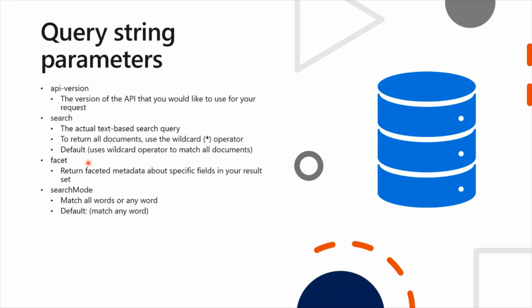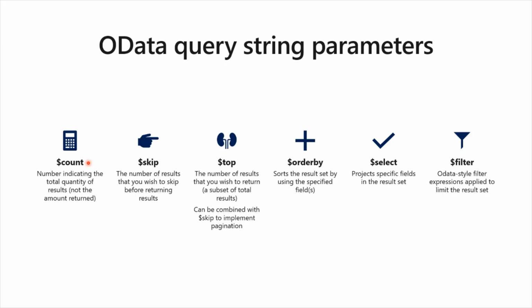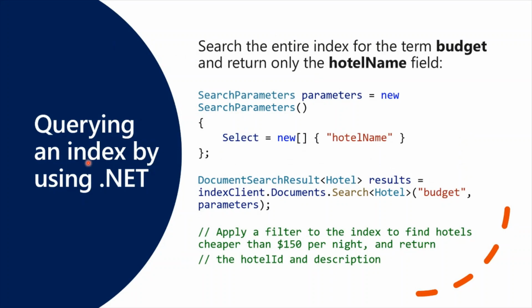You have OData query string parameters. You have count, you have skip, top, order by, select, filter. I think these are self-explanatory, so I don't need to talk about them.